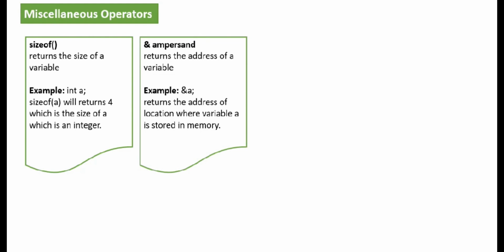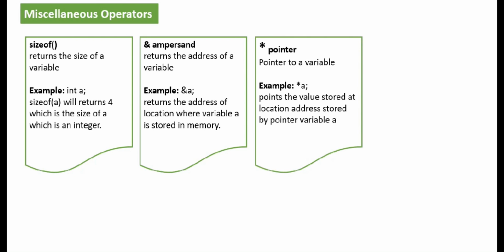Next is ampersand. It returns the address of a variable. Like if I'm writing ampersand of A, then it will return the address of location where variable A is stored in the memory. Next is pointer to a variable. Example, pointer A then points to the value stored at the location address stored by the pointer variable A.